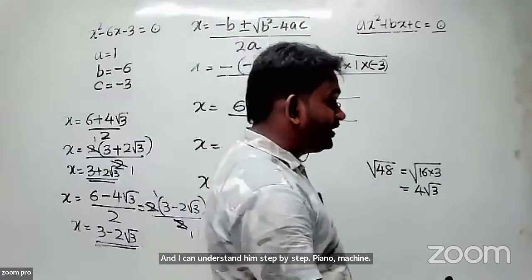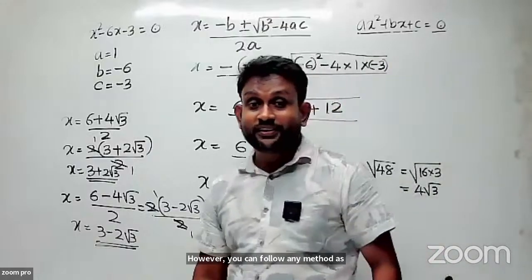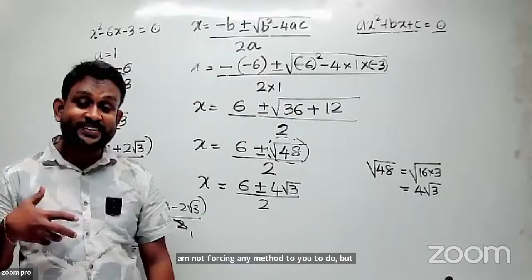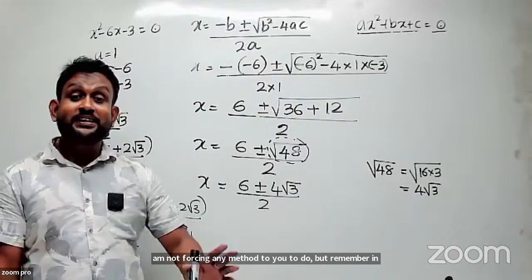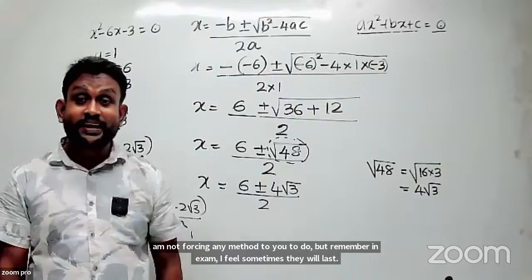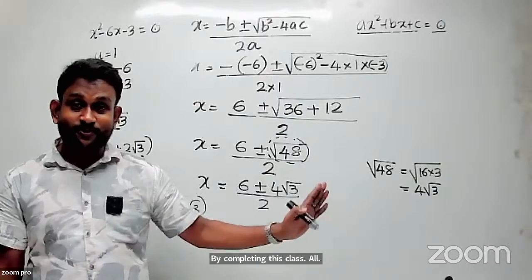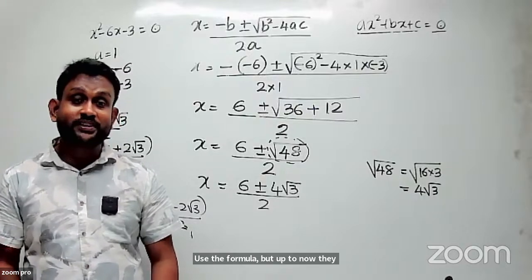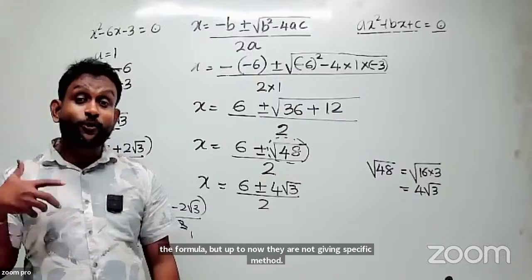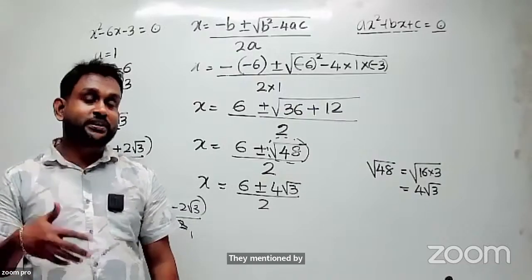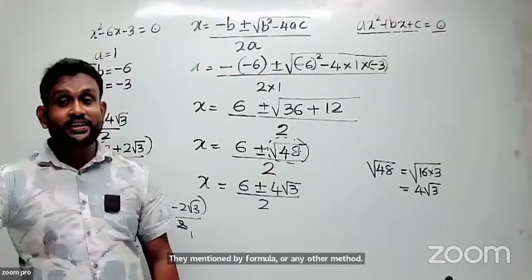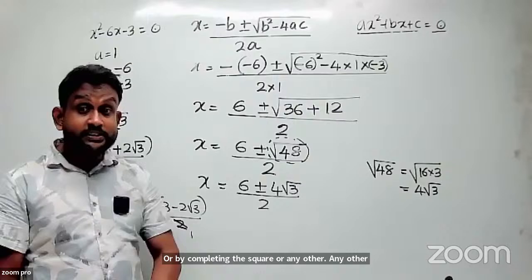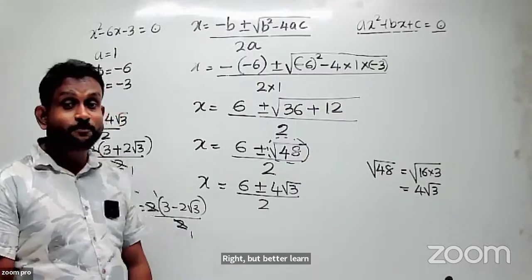However, you can follow any method as you prefer. I am not forcing any method on you. But remember, in the exam, sometimes they may ask you to solve by completing the square. In that case, you are in trouble, because you cannot use the formula. But up to now, they are not giving a specific method. They mention by formula or any other method, or by completing the square or any other method. Any other method means another method, right? But it is better to learn both methods precisely.